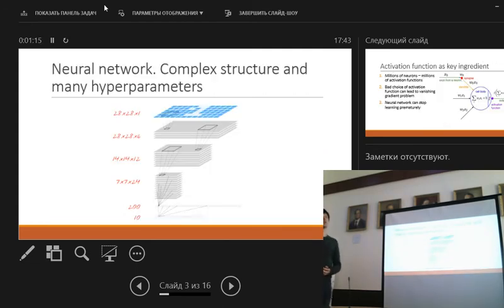A neural network has a very complicated structure and many hyperparameters. On this slide you can see a small neural network containing just 6 layers for the MNIST classification task. More on that later, but still you can see it's quite complex to understand visually.